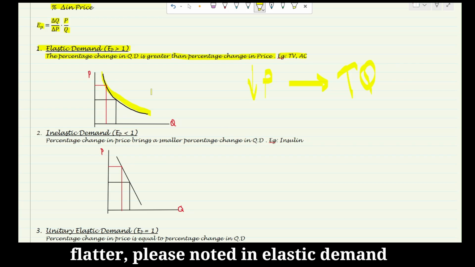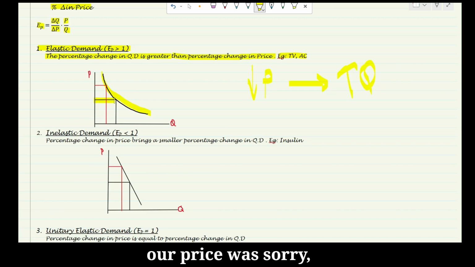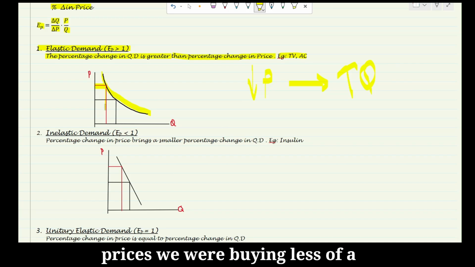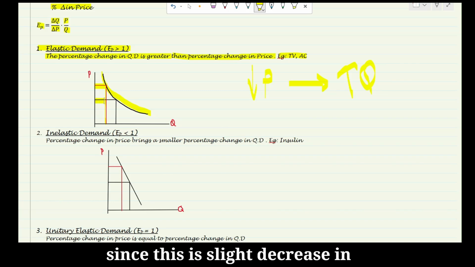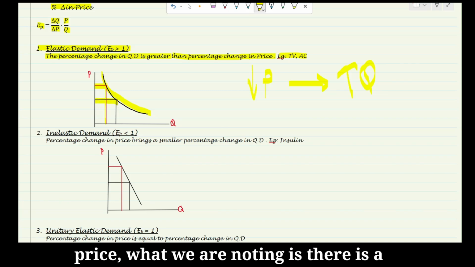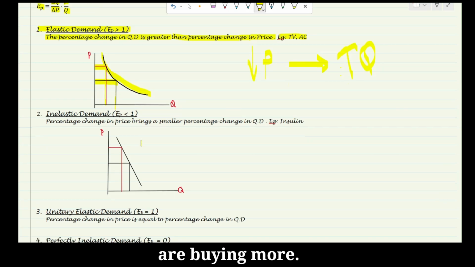Okay, the demand curve is flatter. Please note that in elastic demand the demand curve is flatter. So earlier our price was this. At higher prices we were buying less of a commodity. Now, since there is a slight decrease in price, what we are noting is there is a heavy increase in quantity demanded. People are buying more.